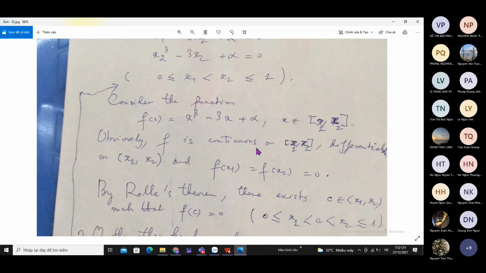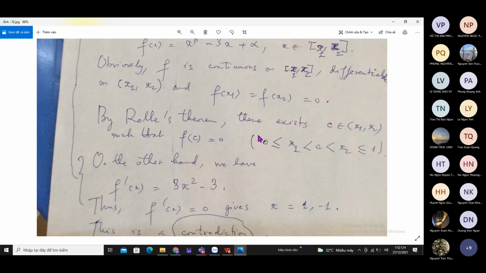So there is a number c such that f prime of c equals 0, with c between x1 and x2. I missed the prime here, okay? Wait a moment, please.